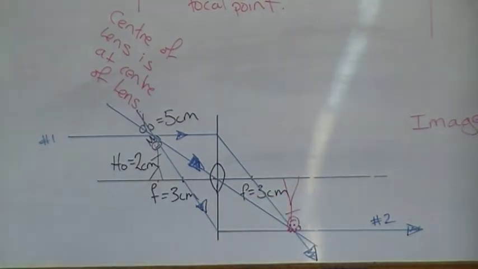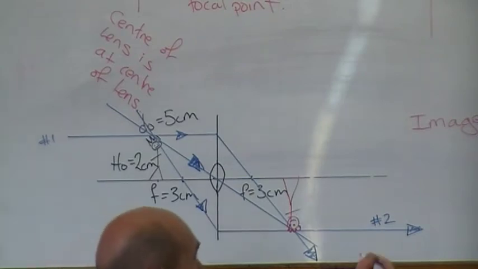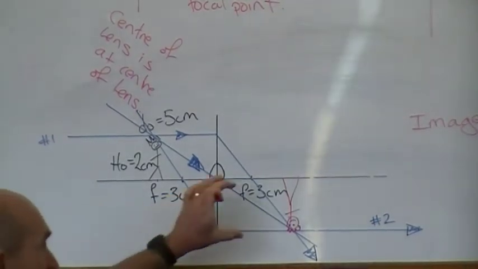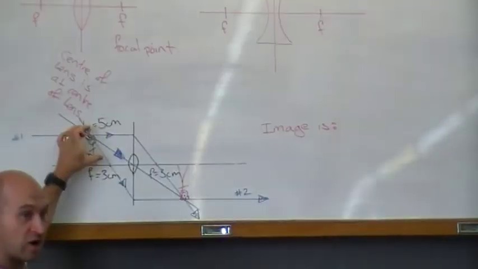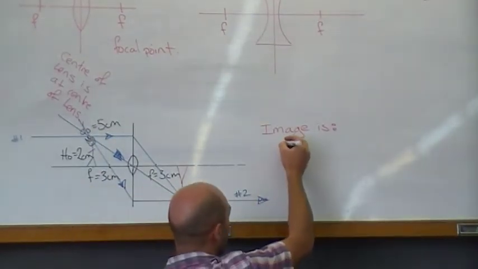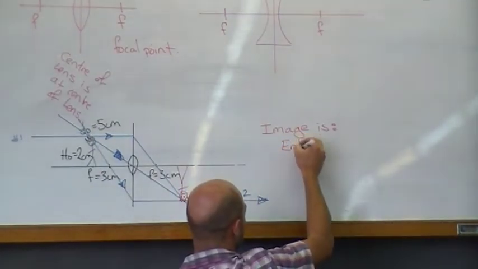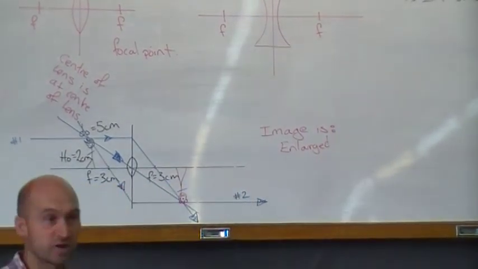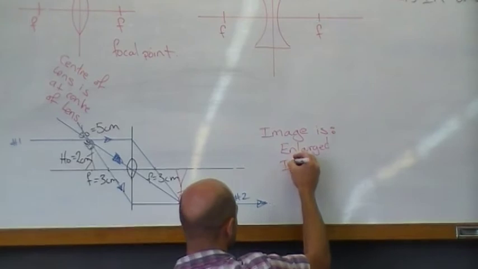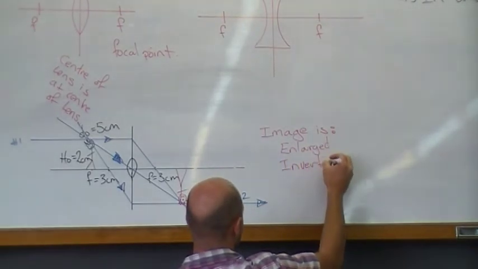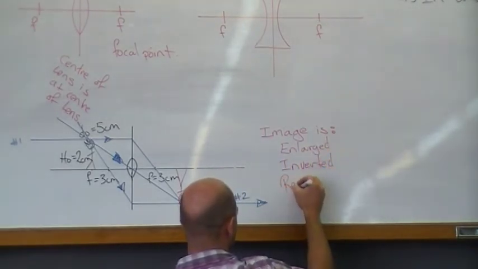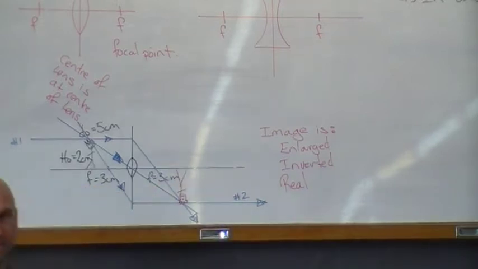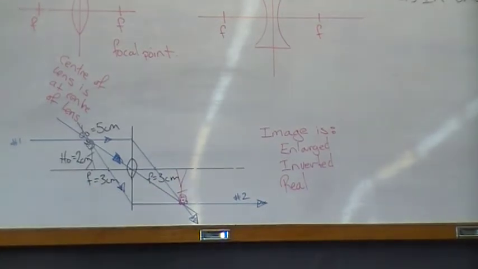Image is three different words to describe the image. I'm saying enlarged because it's fractionally bigger. If we measure the height of it, it's fractionally higher than the height of the object. So enlarged. What else? Inverted, because it's upside down. And real. Is that always real? Yes. Or is it on the other side, not real?